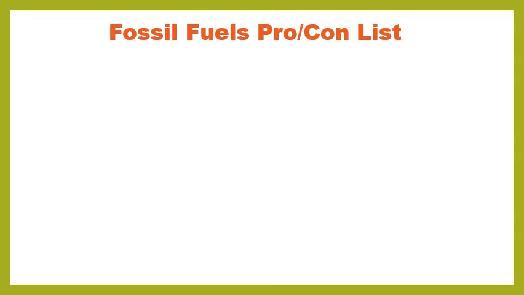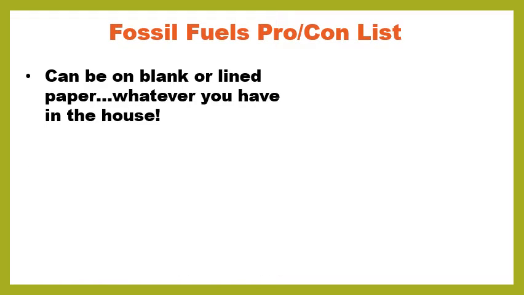So your assignment is to make a fossil fuel pro-con list. Through the last 2 lessons, I've been making pro-con lists, so now it's your turn. I'd like this to be on a blank or lined paper, or honestly, whatever you guys have in the house. The point is I want it on a separate sheet of paper, one that you can take a picture of, and one that I can hopefully read. So if it's blue or pink or purple, it's fine.